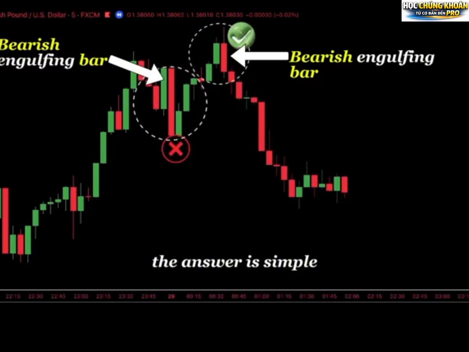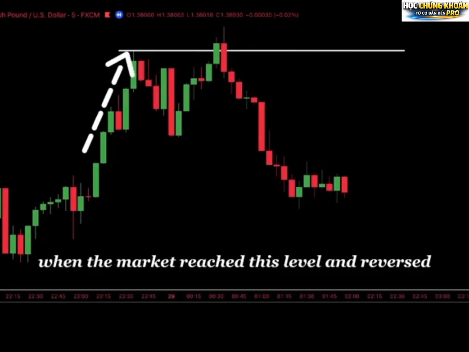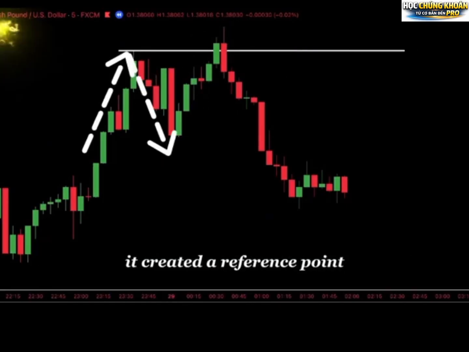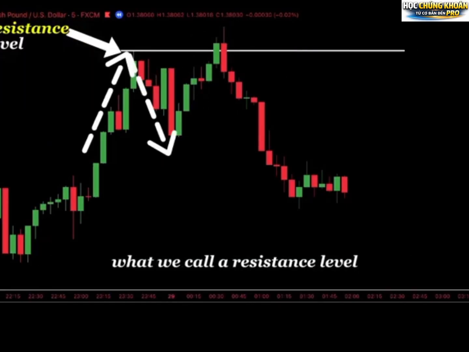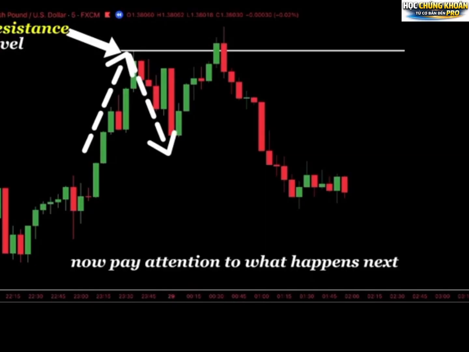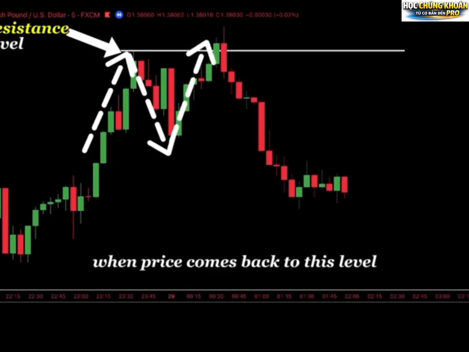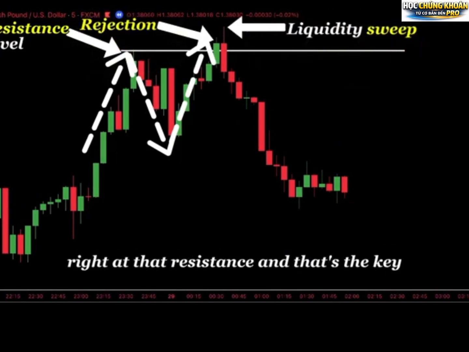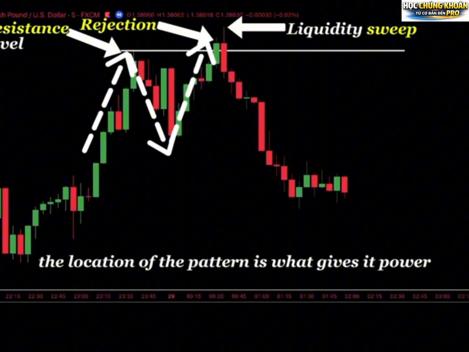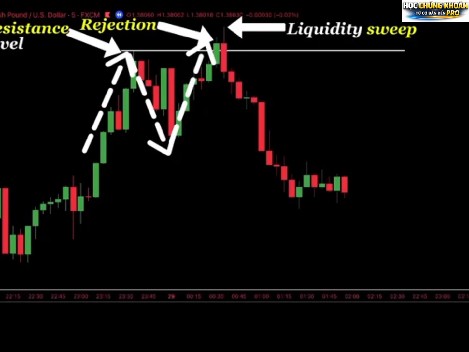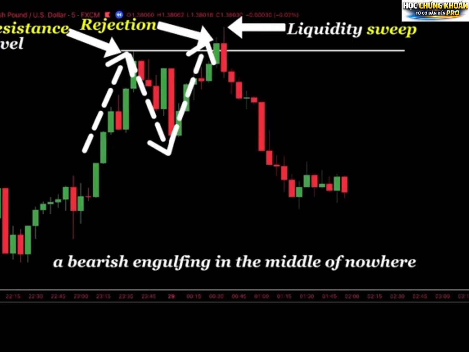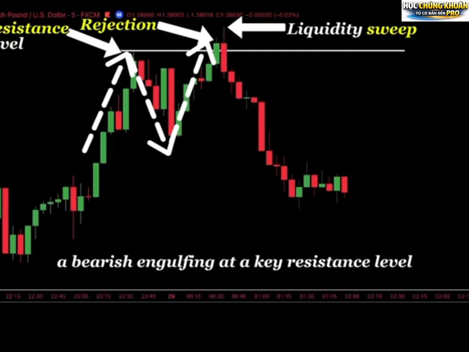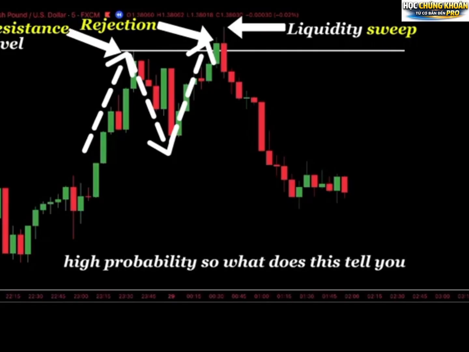The answer is simple. When the market reached this level and reversed, it created a reference point, what we call a resistance level. Now, pay attention to what happens next. When price comes back to this level, it gets rejected and forms a bearish engulfing candle right at that resistance. And that's the key. The location of the pattern is what gives it power. A bearish engulfing in the middle of nowhere: low probability. A bearish engulfing at a key resistance level: high probability.